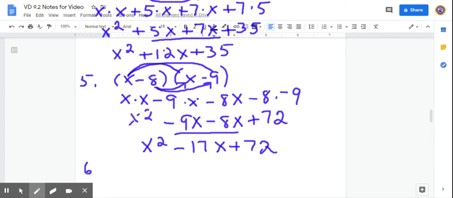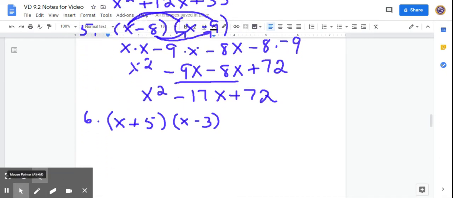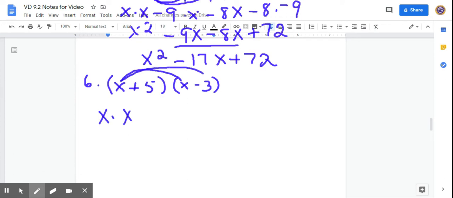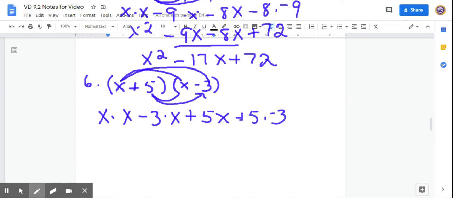Number 6. 6 is x plus 5 times the quantity of x minus 3. So again, we're going to distribute twice, FOIL. First is x times x. Outer is x times negative 3. Inner is 5 times x. And last is 5 times negative 3. Be careful of that negative. That minus sign, remember, means that 3 is negative.